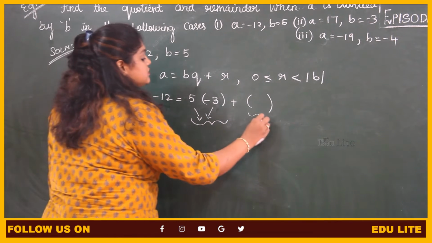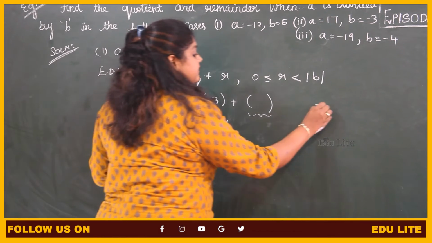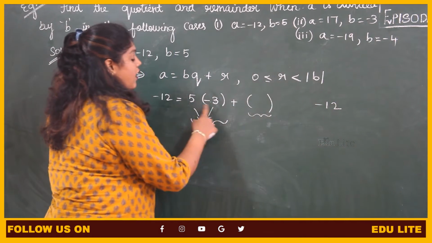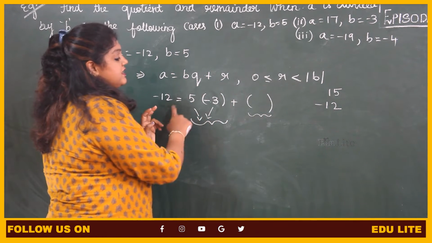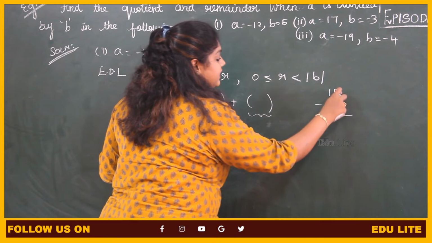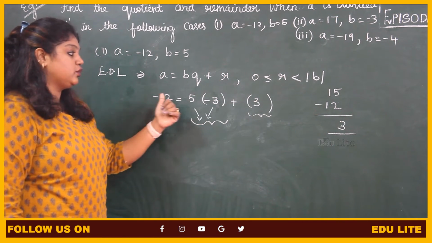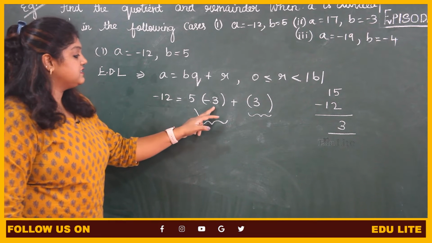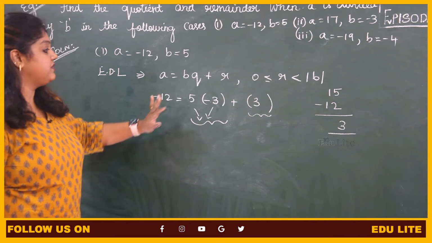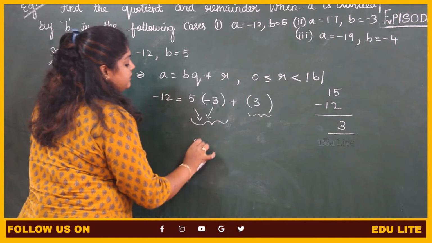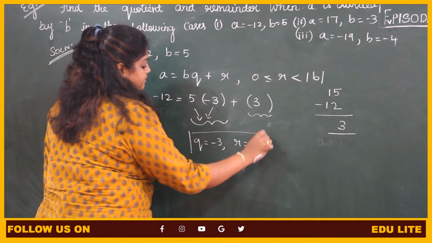Now we have to choose the remainder. The dividend given to us is minus 12, but we got the value as minus 15. The difference between 12 and 15 will be the remainder: 15 minus 12 is 3. If you solve the right hand side, we should get the left hand side: 5 times minus 3 is minus 15, plus 3 gives us minus 12. Hence we have completed. For the first problem, Q equals minus 3 and R equals 3.